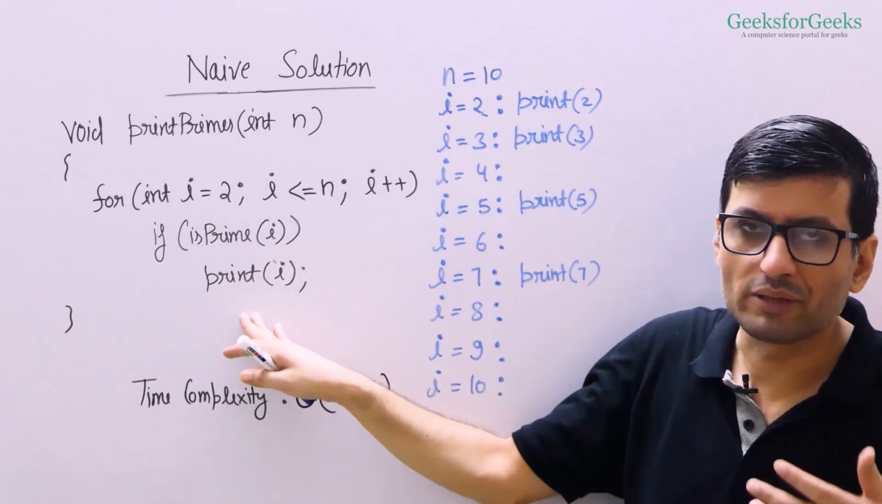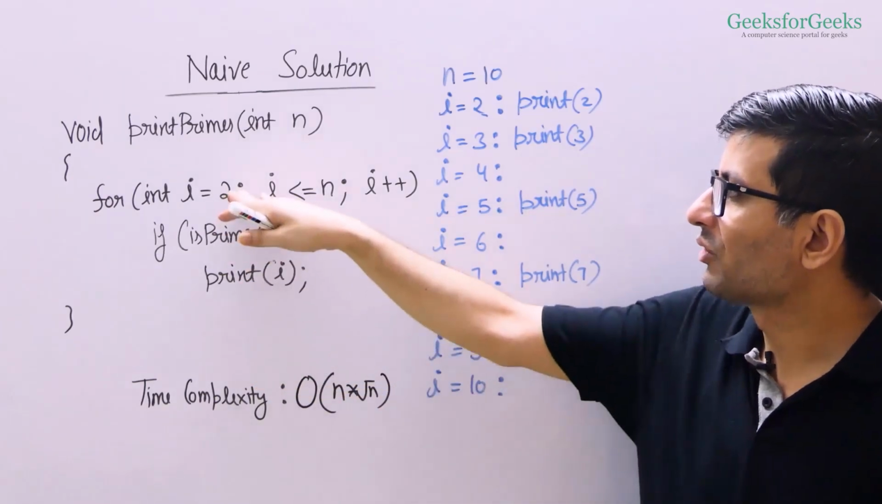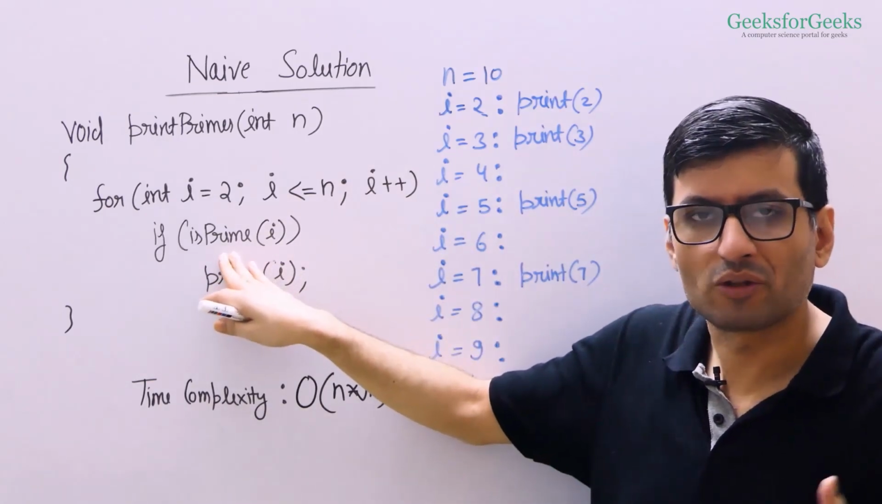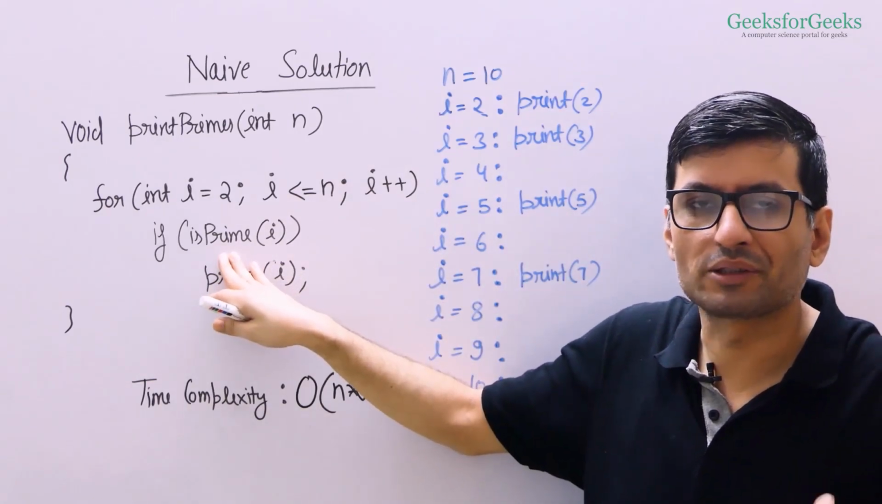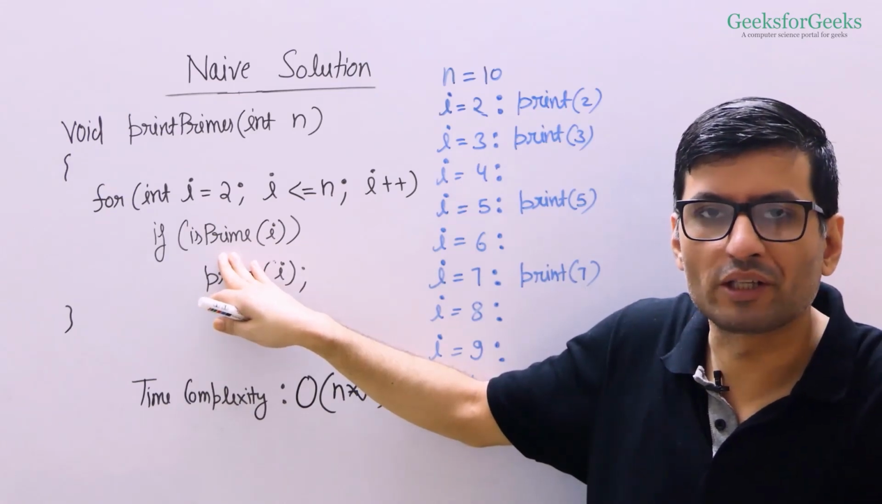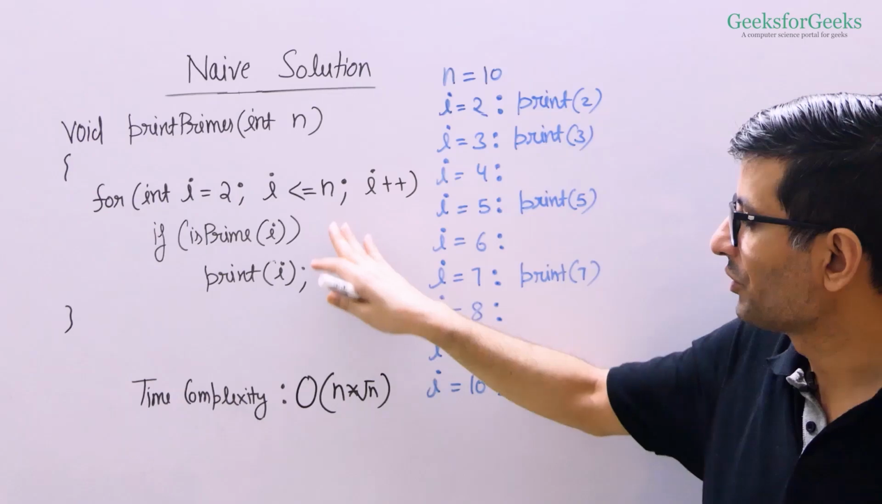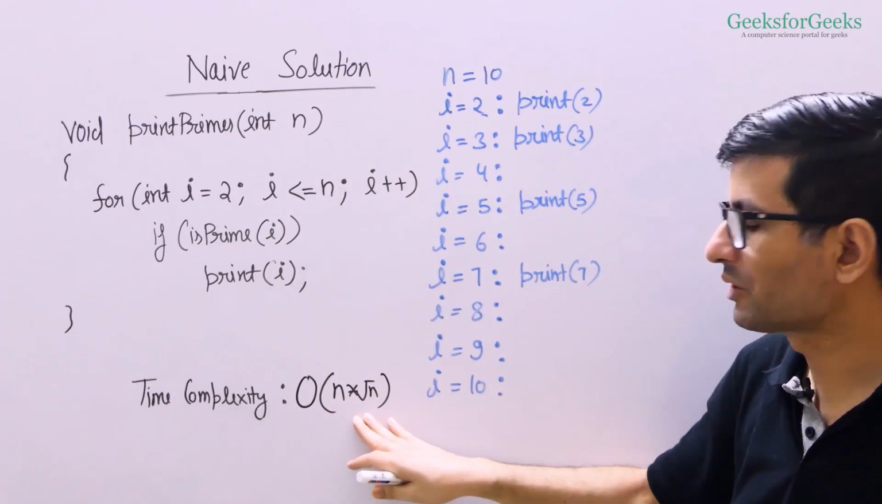Let's now talk about the time complexity of the solution. So this loop is clearly a theta n loop, and inside this loop we are calling is prime, and we talked about the implementation of is prime. It was big O of square root of n time complexity. So the overall time complexity of this solution is going to be big O of n into square root of n.